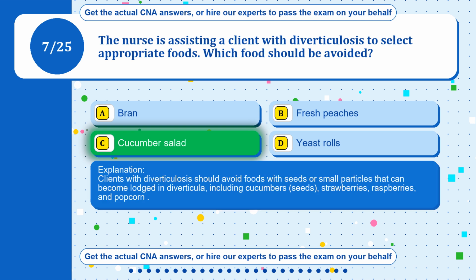Clients with diverticulosis should avoid foods with seeds or small particles that can become lodged in diverticula, including cucumbers, seeds, strawberries, raspberries, and popcorn.